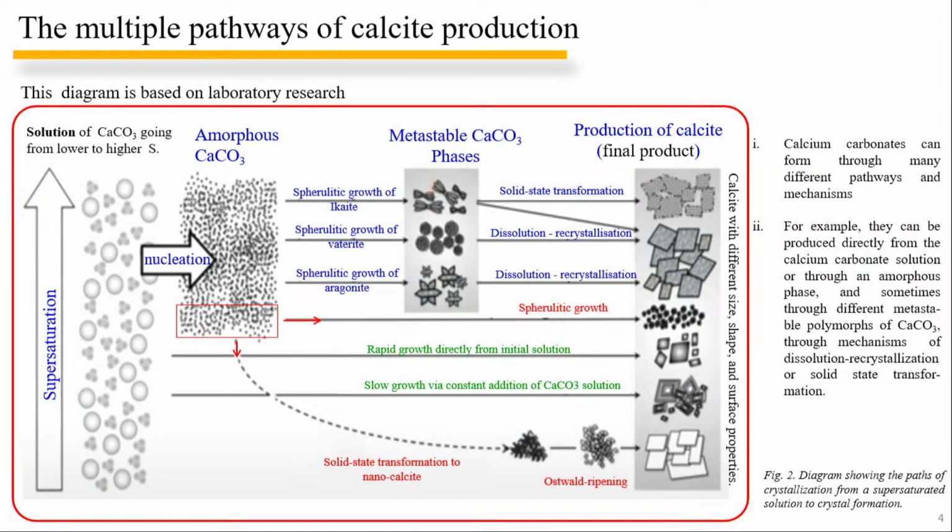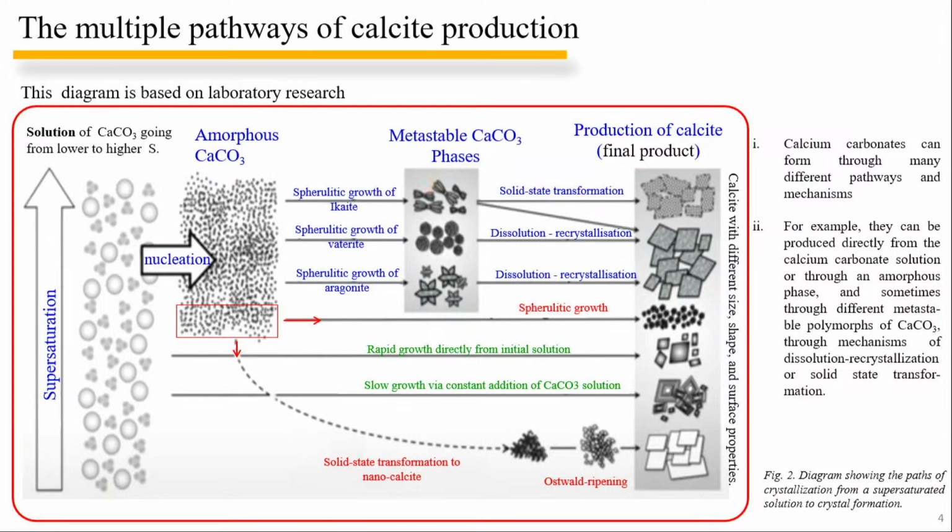Here, I'm showing a diagram of the multiple pathways of calcium carbonate production. This diagram is based on laboratory research of Professor Juan Diego Rodríguez Blanco. The diagram shows the path of crystallization from a supersaturated solution of calcium carbonate, going from lower to higher supersaturation, to the final product calcite with different size, form, shape, and surface properties.